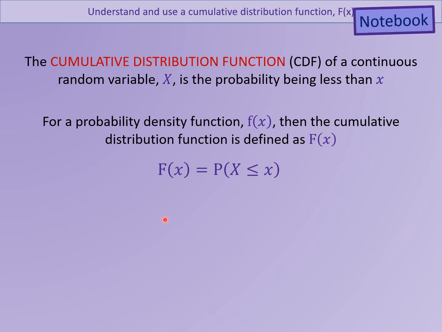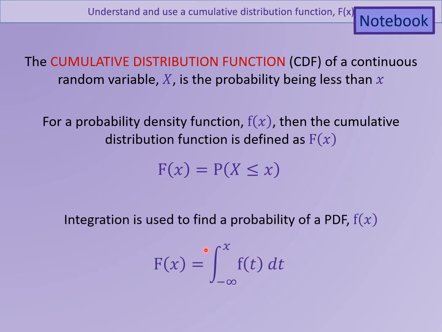Now, if you remember from last year, when we started looking at PDFs, we found things like the probability of something happening. The way we found out the probability of an event occurring, we always worked out the area under the curve of a lowercase f. Because we're looking at a cumulative distribution function, which always works out the probability up to a set amount, it's all based on the area under the curve. And because it's based on the area under the curve, it's based on integration. So integration is used to find the probability of a PDF, which is what I just mentioned.